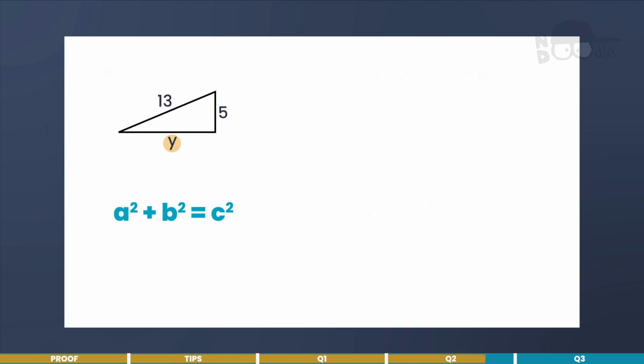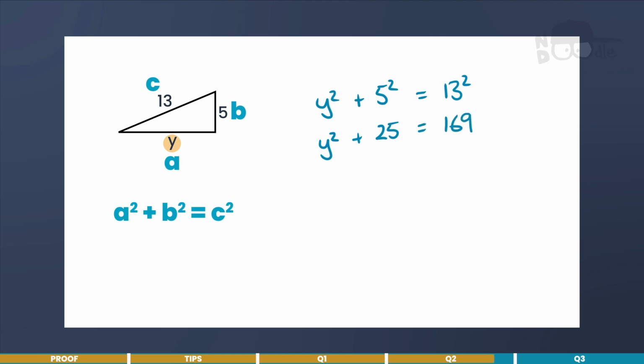If we label the sides of our triangle A, B and C again, the formula becomes y squared plus 5 squared equals 13 squared. This becomes y squared plus 25 equals 13 times 13, which is 169, and we want the y on its own on the left-hand side. So to do this, we need to minus 25 from both sides. Y squared plus 25 minus 25 is y squared, and 169 minus 25 is 144.